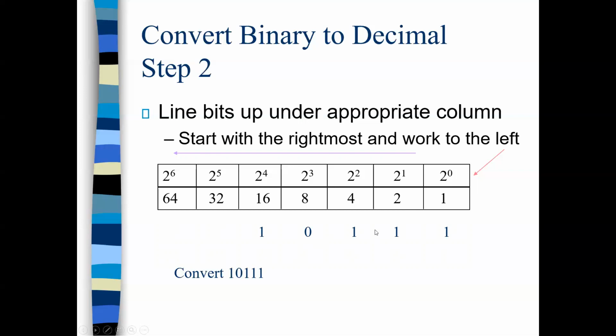Now, once I've lined the numbers up under my columnar values with binary, it's super easy. All I have to do is take the value of the columns that have 1s in them and add them up. So I have 16 plus 4 plus 2 plus 1. I have no 8. So 16 plus 4 is 20, plus 2 is 22, plus 1 is 23. So I know that binary 10111 equals decimal 23.